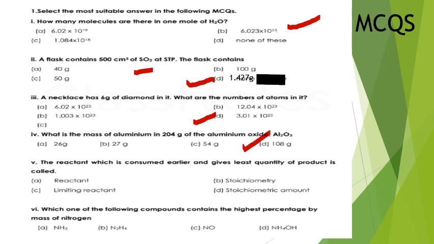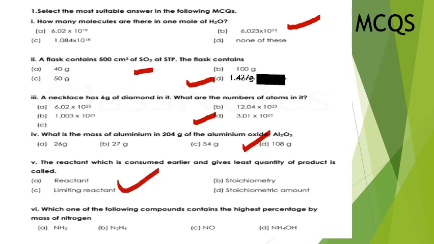Right? The next one is, what is the reactant which is consumed earlier and gives lesser quantity of product? That is quite easy, you know very well. It will be termed as the limiting reactant.